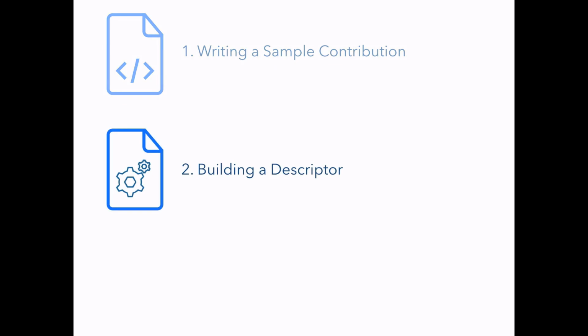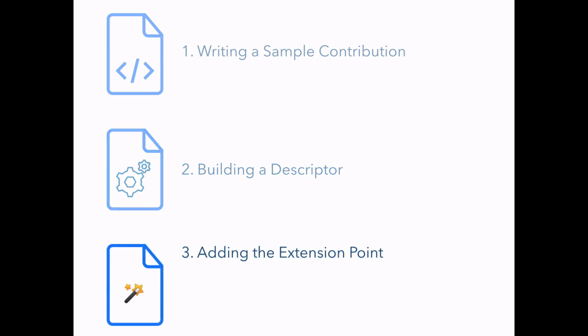1. Writing a sample XML contribution in order to have a better idea of what the extension point should provide. 2. Building a descriptor to turn the XML contributions into Java objects. 3. Adding the extension point to the service. 4. Updating the service's logic to handle the contributions that are provided.